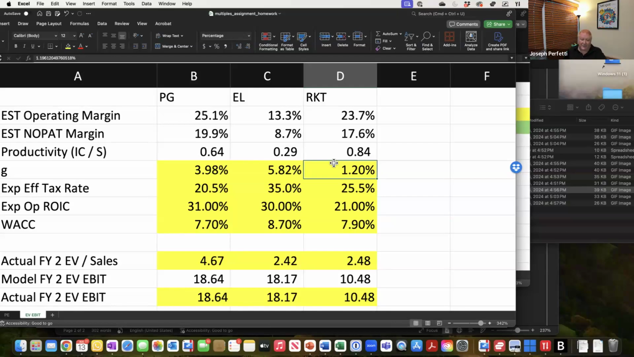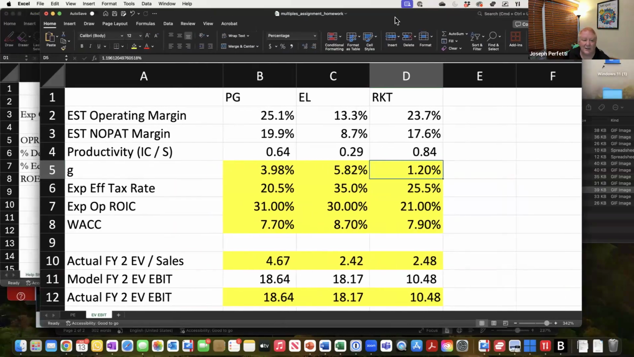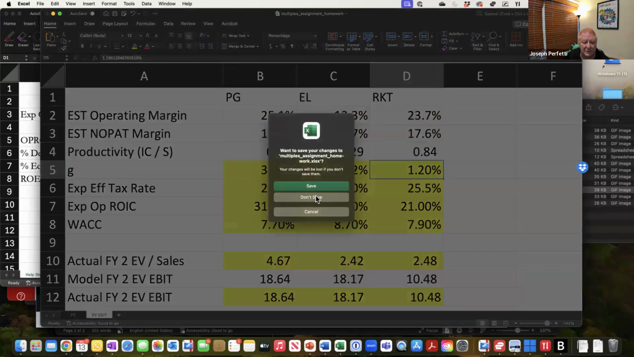All right, you have the two files. And before we save.